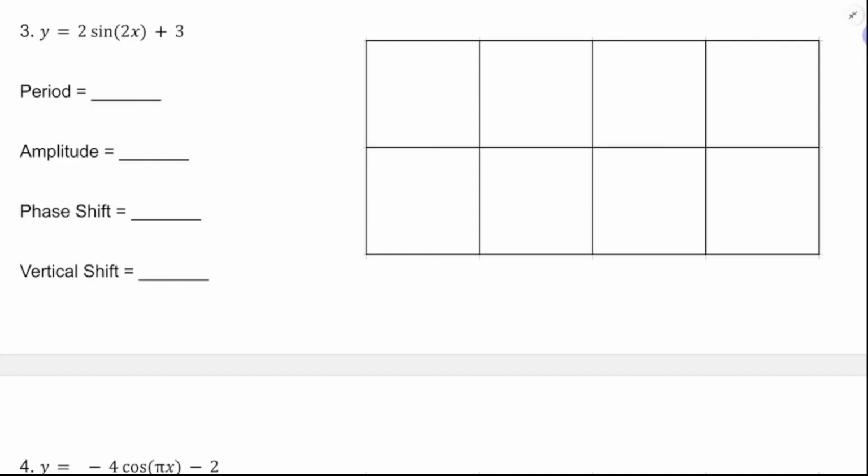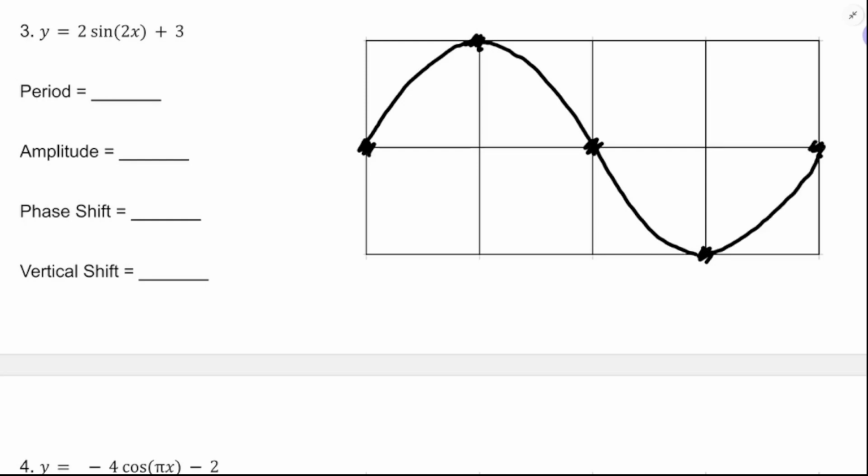All right, so for number 3, y equals 2 sine of 2x plus 3. I'm going to start with just the parent graph, which is sine. So we plot those points, we connect the dots. That same wave pattern we saw earlier. And now we're going to get to work on the other stuff. The first thing, the vertical shift is the number that's outside. That's going to affect the midline. So vertical shift is 3, so the midline is y equals 3.